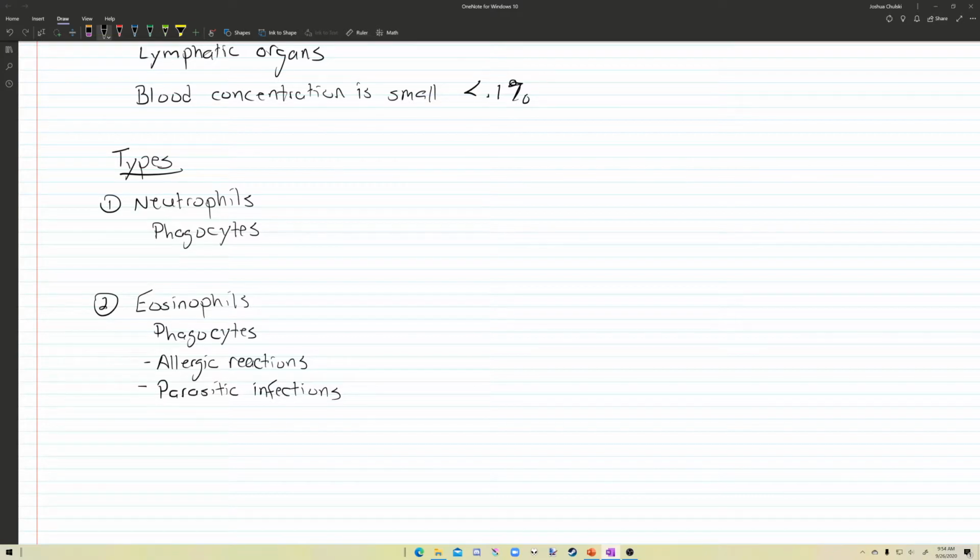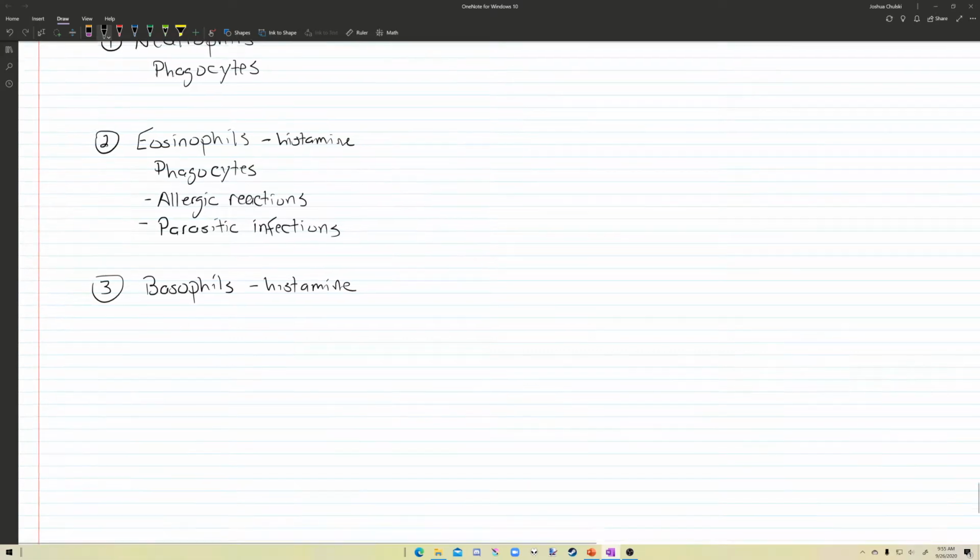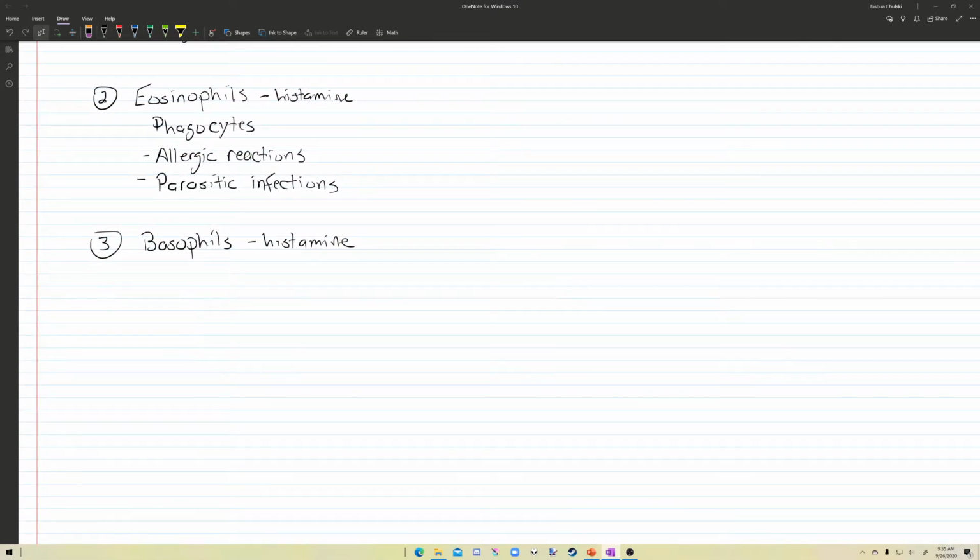Then you have our basophils. These also release histamines, and they'll promote allergic reactions and inflammation as well. So eosinophils, I'll just put histamine next to it. Basophils, they also release histamine. And then we have two more.